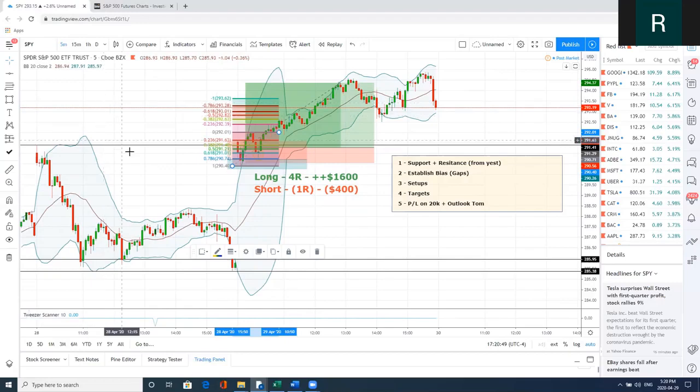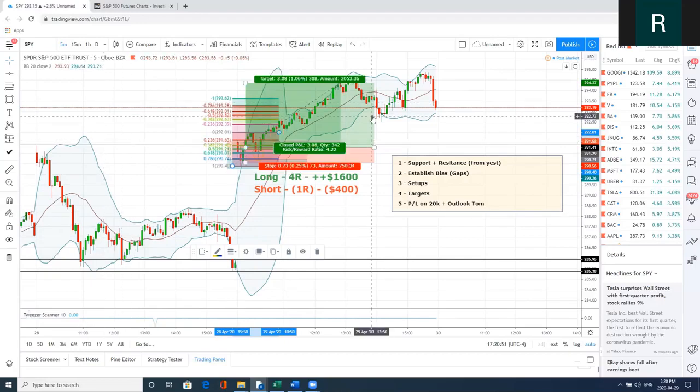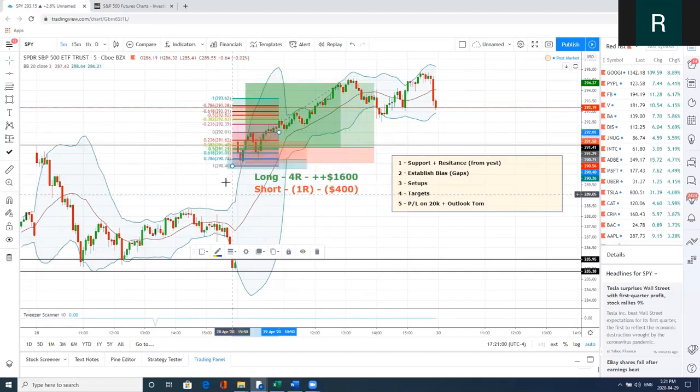Okay, guys? That easily could have made you anywhere between 3 to 4R. At the very highest point of the day, we had a 4.2R target. Okay, guys? Now moving on to the shorts.